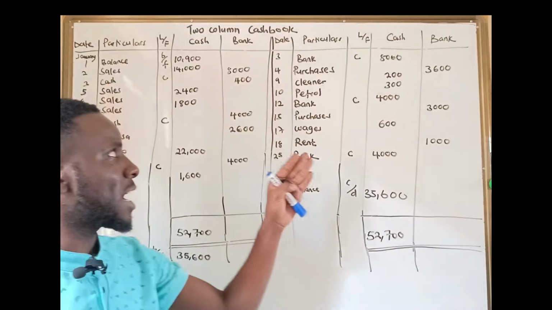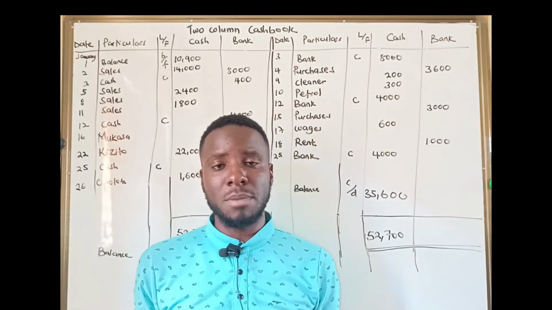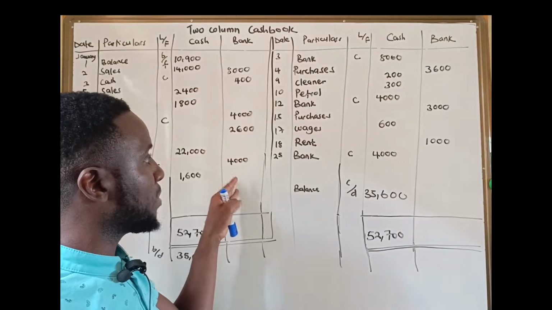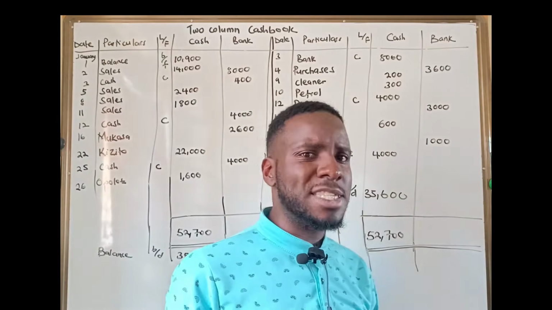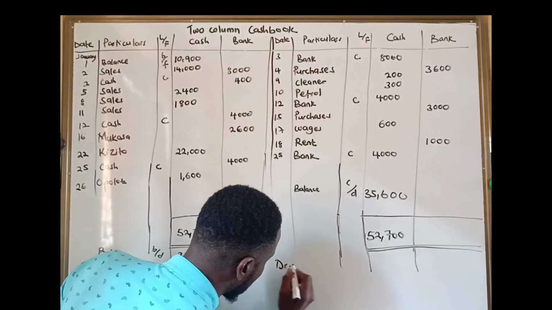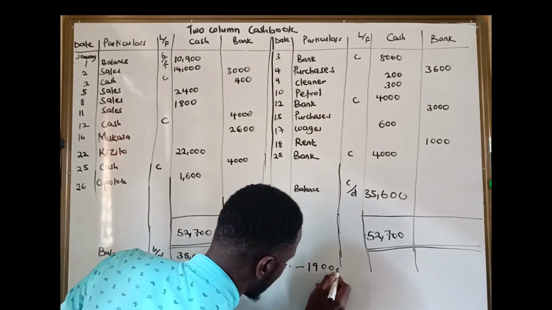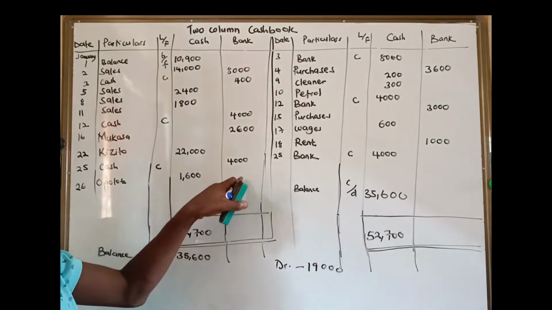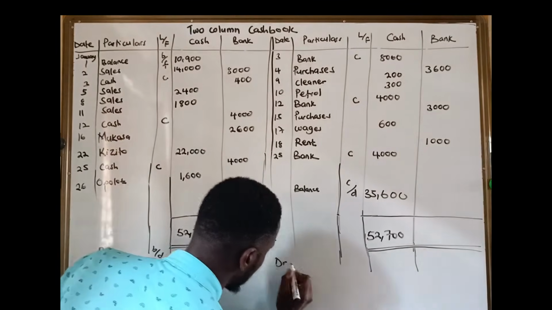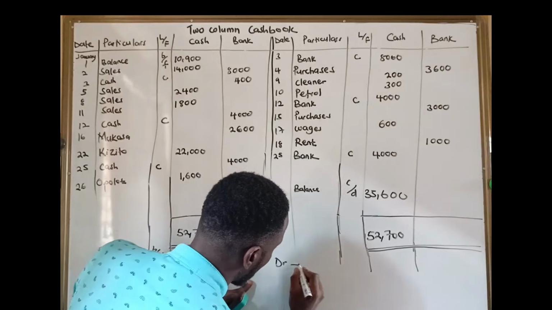Now we are done with the cash column. Now we are going to the bank column. So let's compare the two figures in the bank column. We are going to add up here and also add up here. We see which side is heavier. When you see the debit side is 19,000, if you add up the total of this, 19,000. Each side of the bank, when you add up this, we have 19,000.